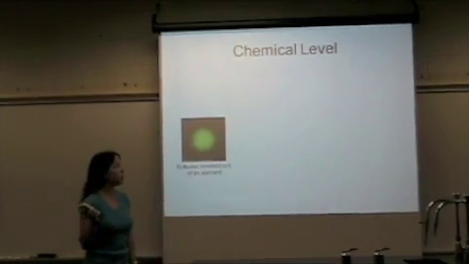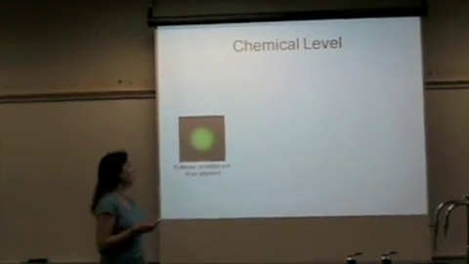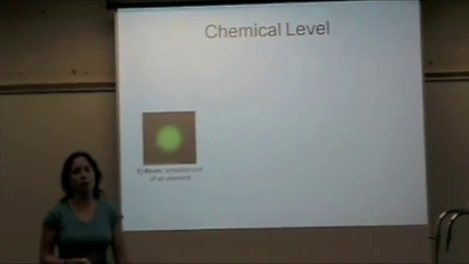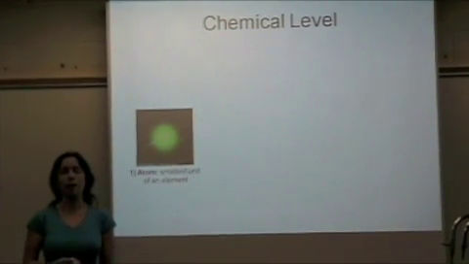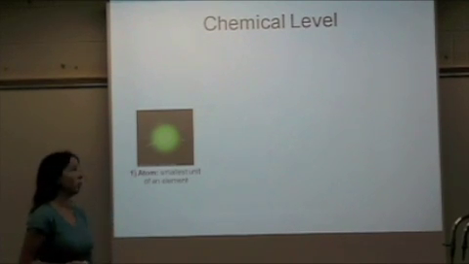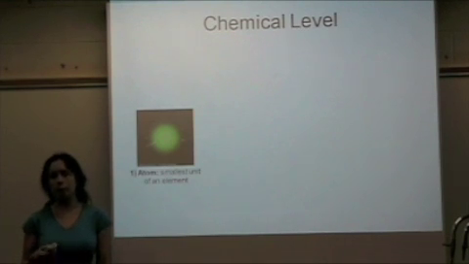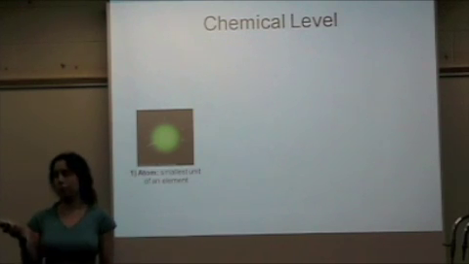On the chemical level, the smallest possible thing is the atom. And the atom is the smallest unit of any element. And you'll learn more about atoms in a module later on this semester. So you could have an atom of carbon, or an atom of hydrogen, or an atom of potassium, for example.